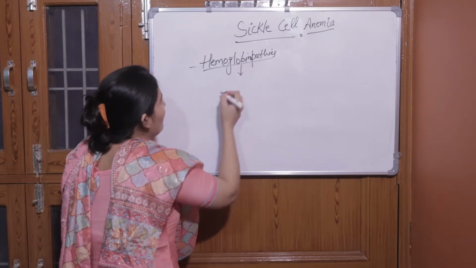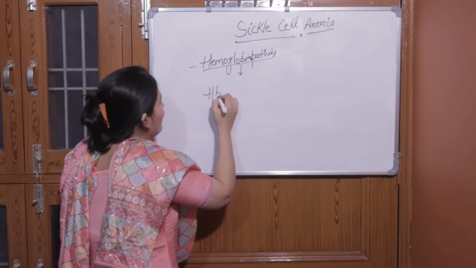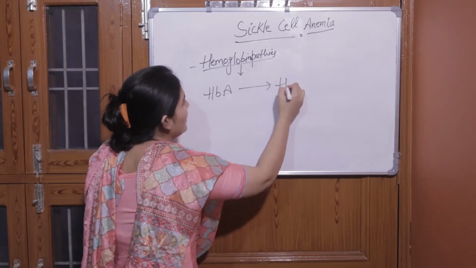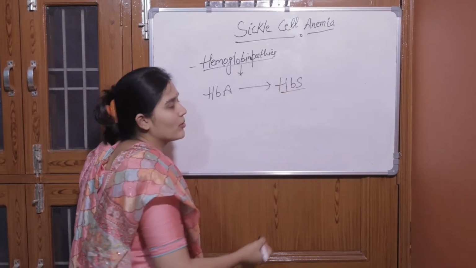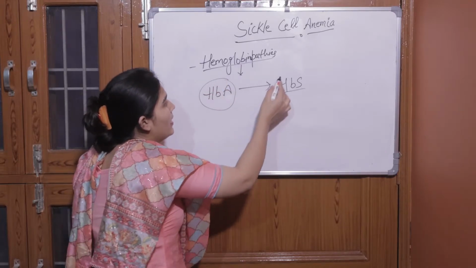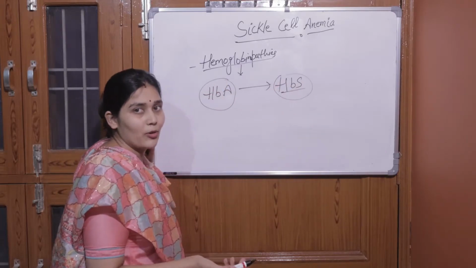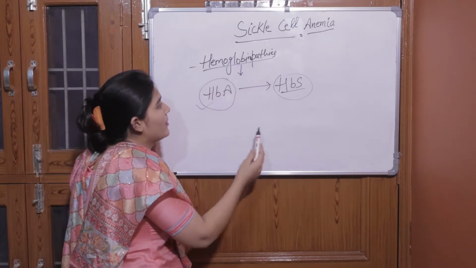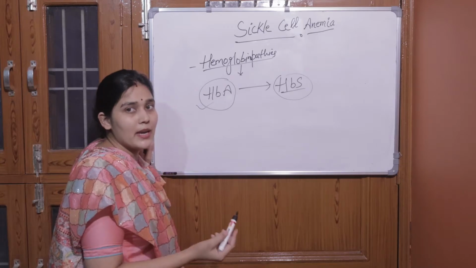So, in hemoglobin, what is happening? The adult hemoglobin, HbA, is partially or completely replaced with abnormal hemoglobin, that is HbS. HbA is adult hemoglobin and HbS is sickle-shaped hemoglobin. So in hemoglobin, the HbA is replaced with abnormal HbS.